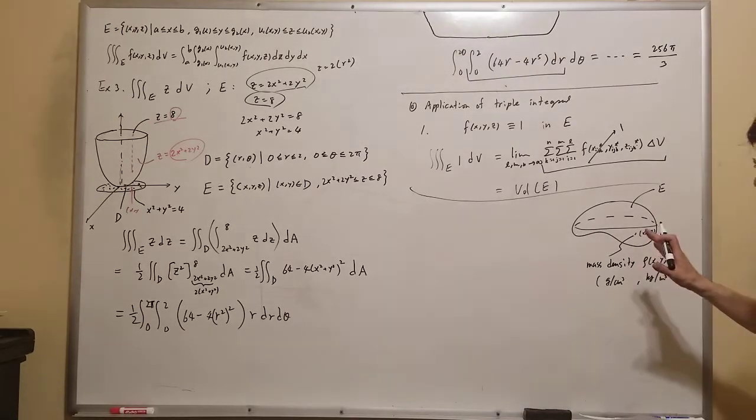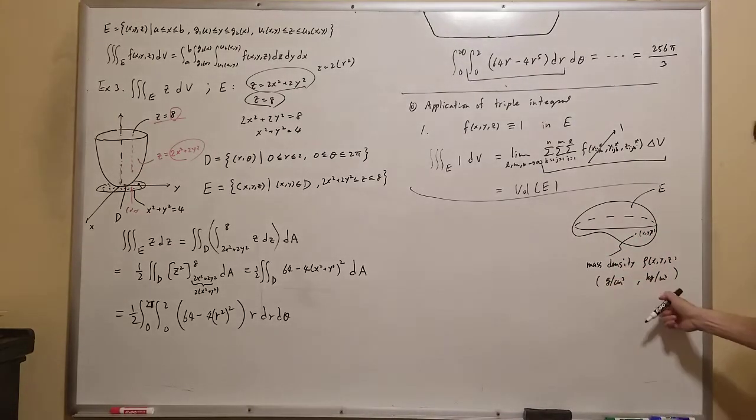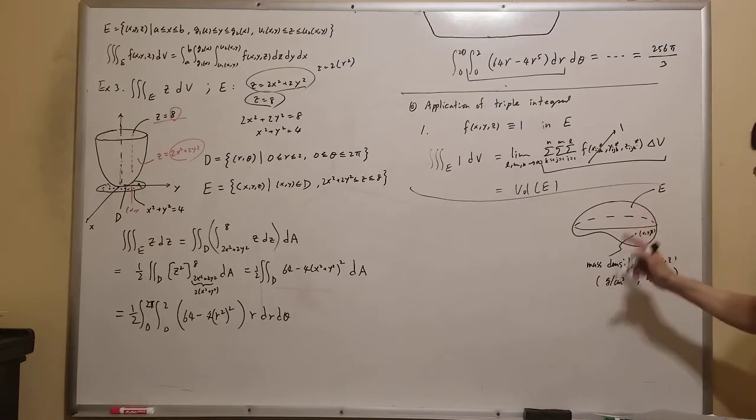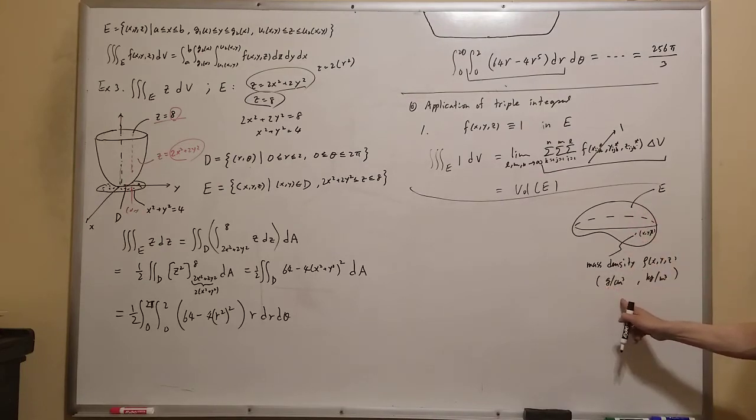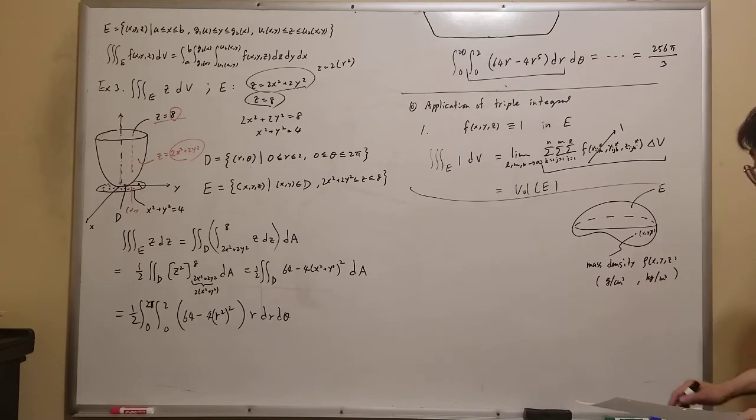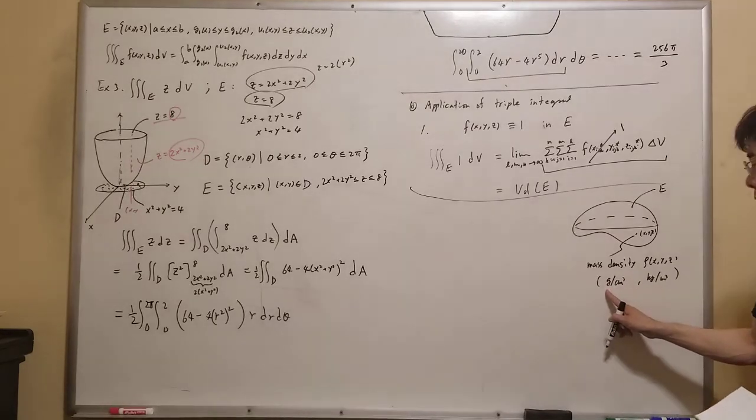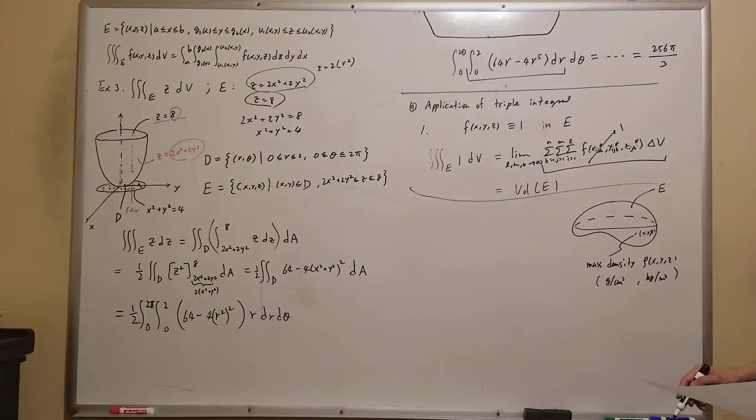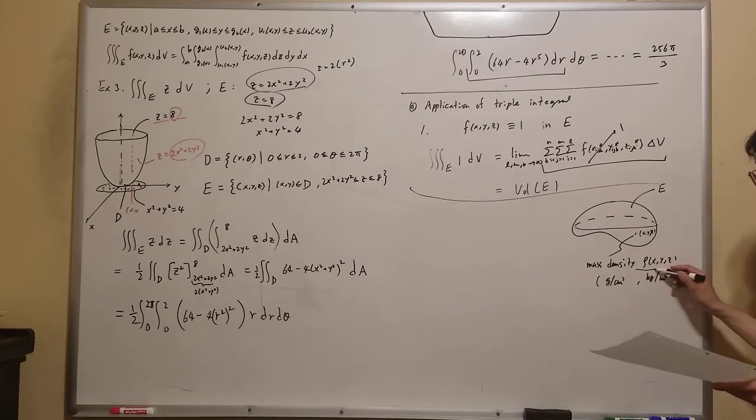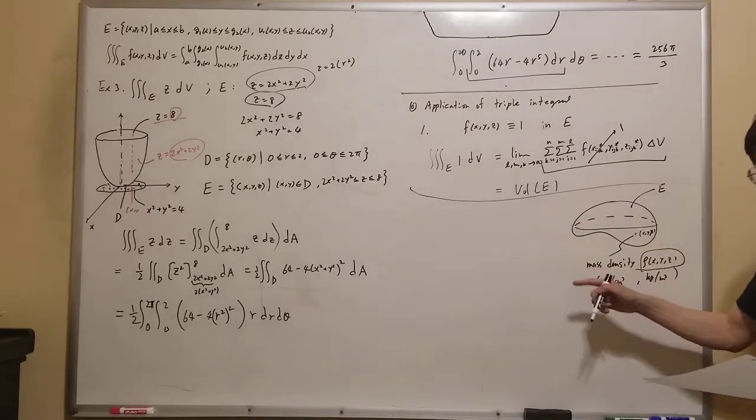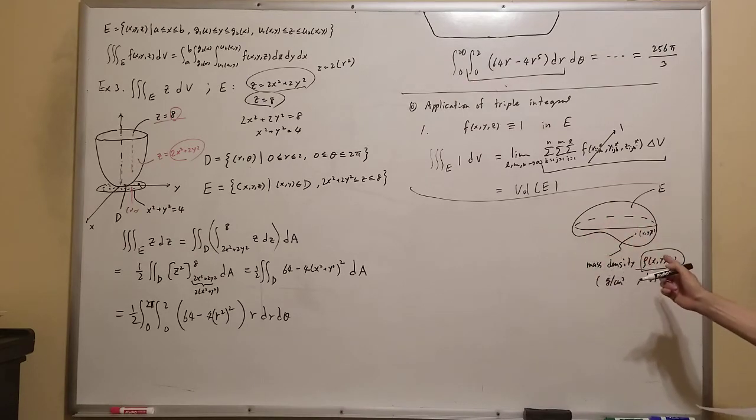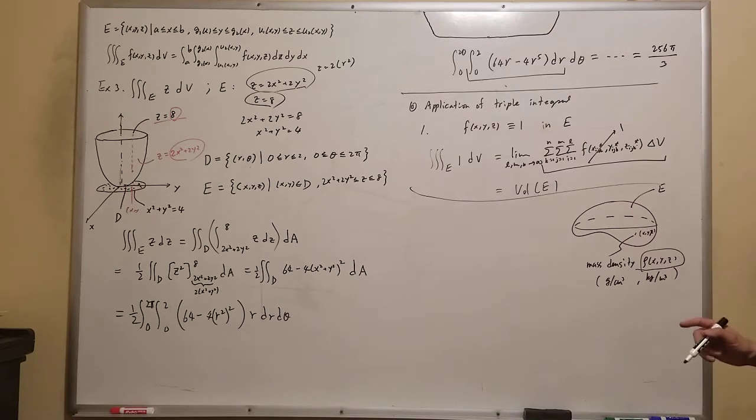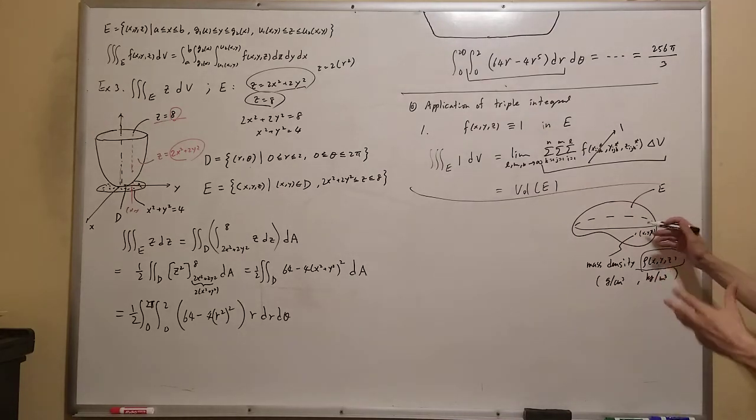So how much mass per unit volume do you have? For example, pure water will be 1 gram per cubic centimeter. Pure gold will be about 19 point something gram per cubic centimeter. All right. So if you're given a mass density function for every point in the region of the solid, then you can calculate the entire mass of the body.